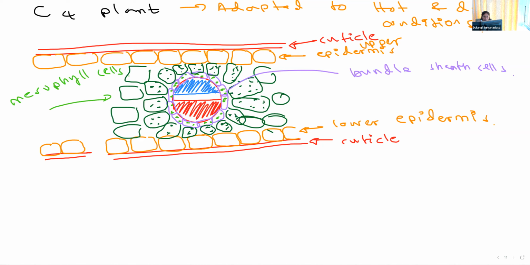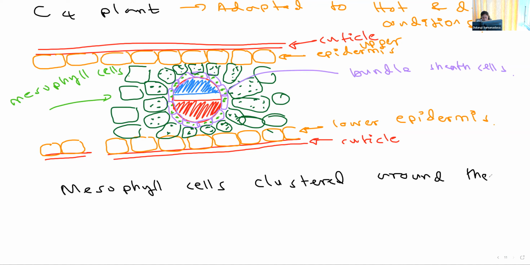Can you write down this statement? Mesophyll cells clustered around the bundle sheath cells. You did not see this in C3 plants, right? These are specially adapted to avoid photorespiration. They have the bundle sheath cells containing chlorophyll and chloroplasts, plus the mesophyll cells, but the mesophyll cells are clustered around the bundle sheath cells.